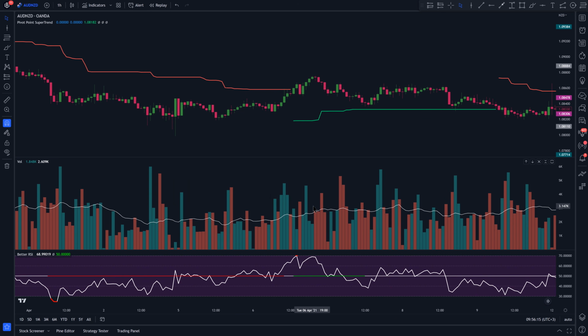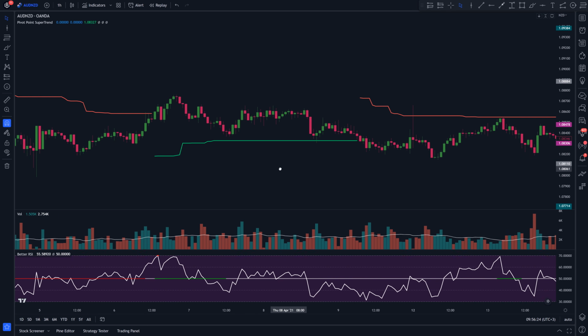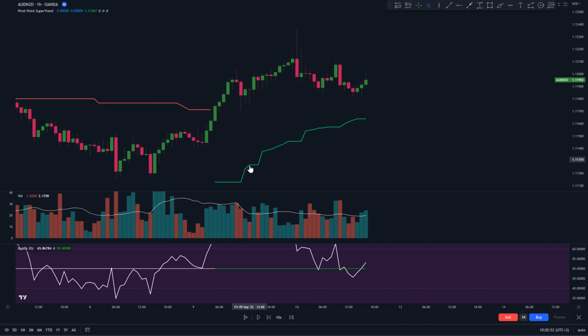Now, how do we trade using this setup? Well, to take a long trade, these are the conditions. First, the Pivot Point Supertrend should be colored green and the price should be trading above it. This indicates a bullish trend. Second, the middle 50 line of the Better RSI Indicator should be colored green to indicate a bullish market cycle. A bullish market cycle coupled with a bullish trend highly increases the probability of an upward move.